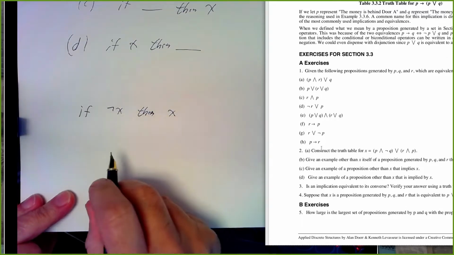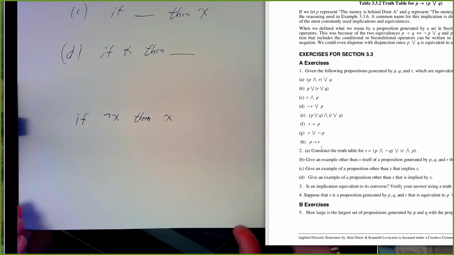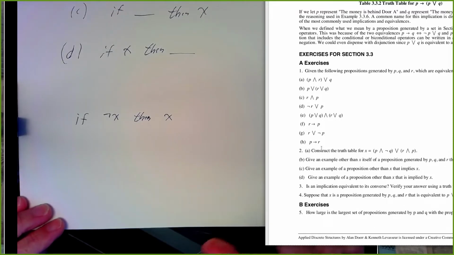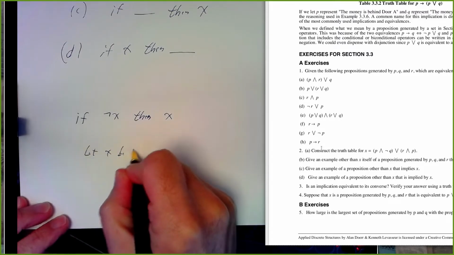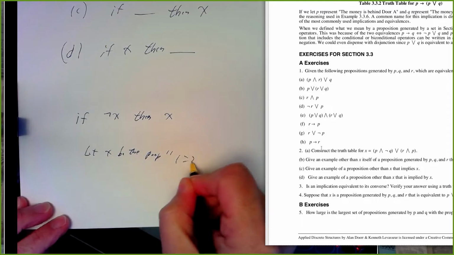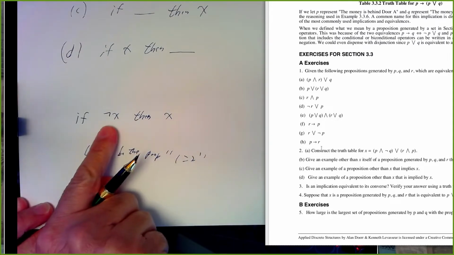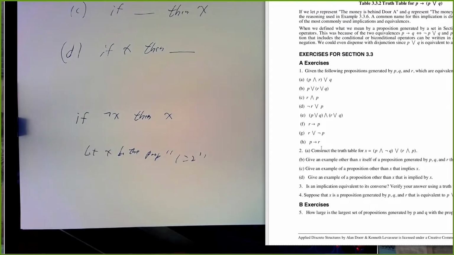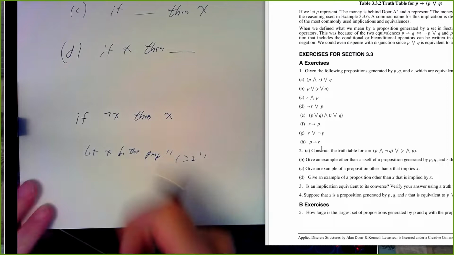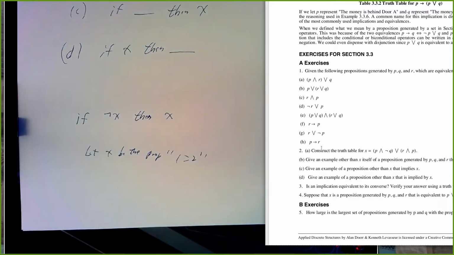I don't think... Let's see. So if X is true, I don't think that's true, because if X is false, this would be false. So, let X be the proposition 1 equals 2. Well, if X is false, then 1 equals 2. Well, X is false, but 1 does not equal 2, so that's not quite right. And certainly if we said if X, then X, that would be true. But to say something other than that, we kind of need to look at what X is, and see if there's something that, if it's true, we know X will also be true.